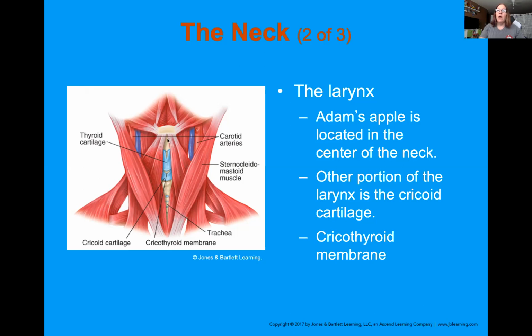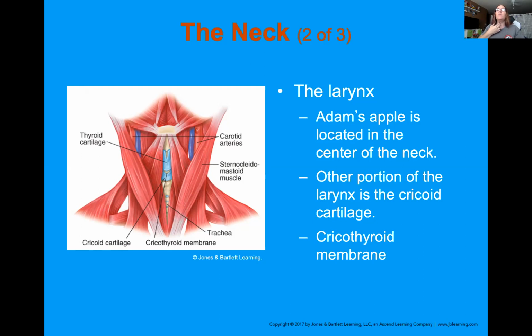And then we have our trachea, that we know, and we have our thyroid cartilage at top, that big piece, and then the cricothyroid membrane that's right below it, and then you get to the cricoid cartilage. So there's a little piece of membrane here. If you want to screw around with your neck a little bit, you can feel it.